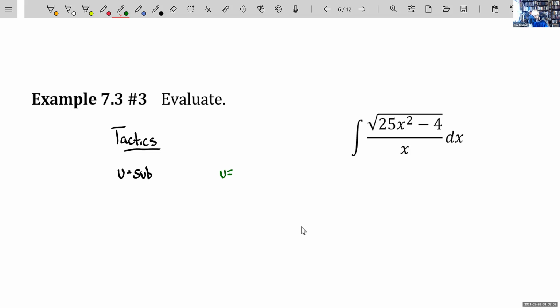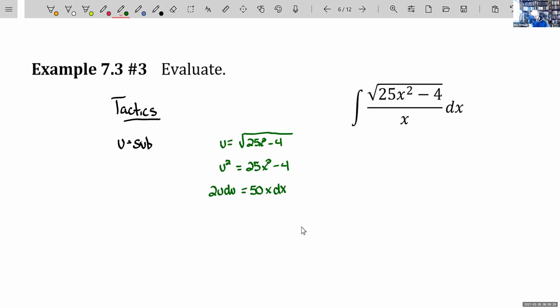So if I try u equals, I'm going to actually do a radical substitution here. u equals the square root of 25x squared minus 4. That means that u squared is 25x squared minus 4. And so that 2u du is equal to 50x dx. Divide both sides by 50x. We'll get u du over 25x is equal to dx.